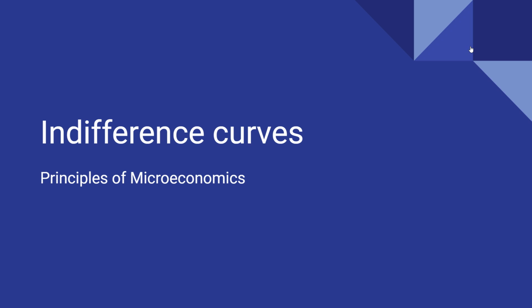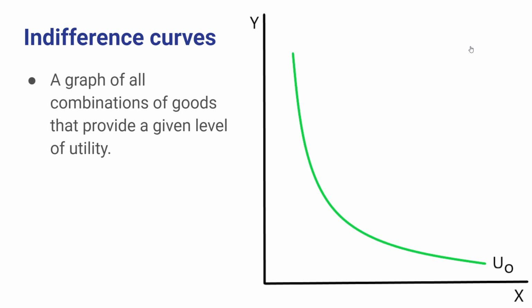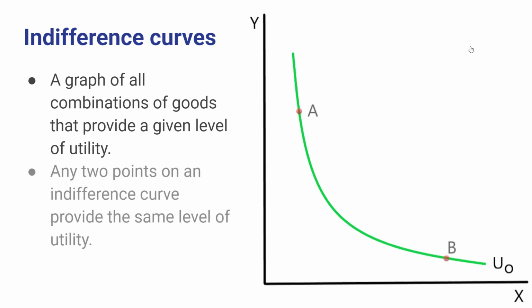In this video, we're going to talk about indifference curves and how they can be used to represent a consumer equilibrium. An indifference curve is a diagram that represents all the points that provide a given level of utility. In this diagram, each point on the indifference curve U0 makes this individual just as happy as any other point. For example, points A and B have the same level of utility.